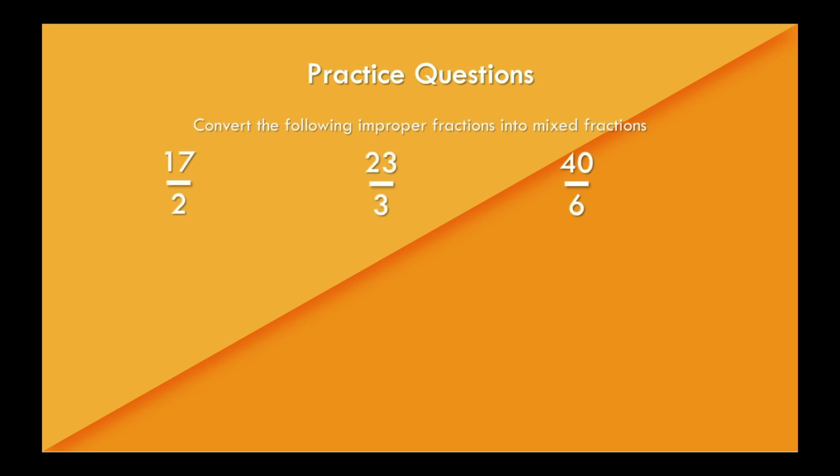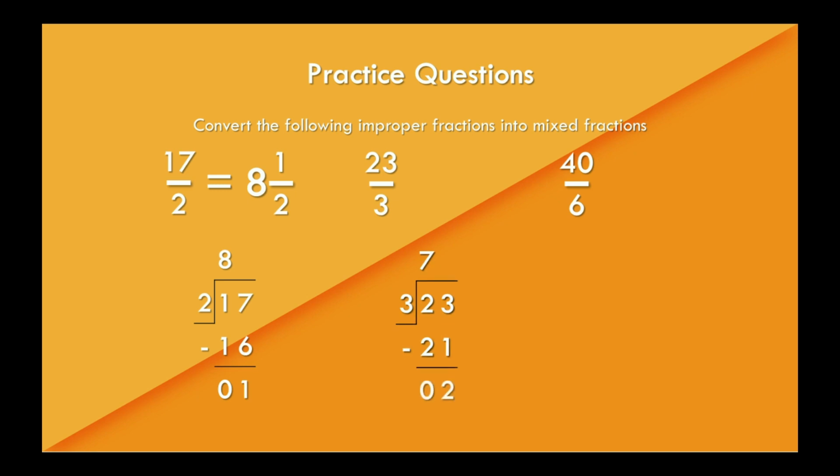Alright, on to some questions. All set? Lovely. With 17 divided by 2, we divide it as normal. We get our answer above as 8, and we get a remainder of 1. So we write this as 8 and 1 over 2. For 23 over 3, again, we divide as normal, get a whole number of 7 and a remainder of 2, leaving us with a final answer of 7 and 2 over 3.